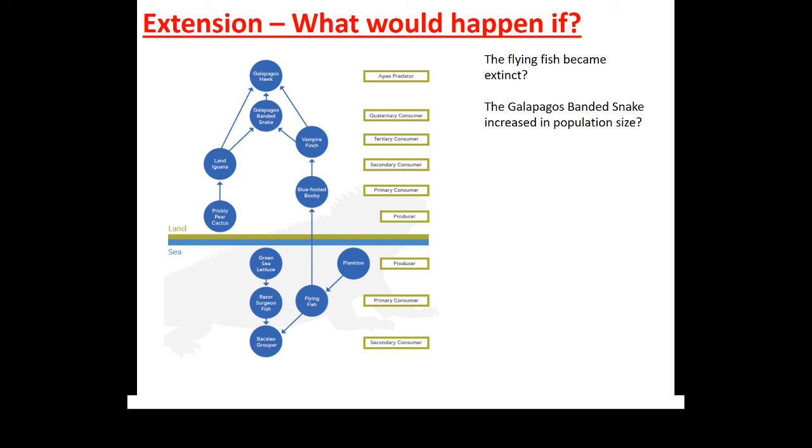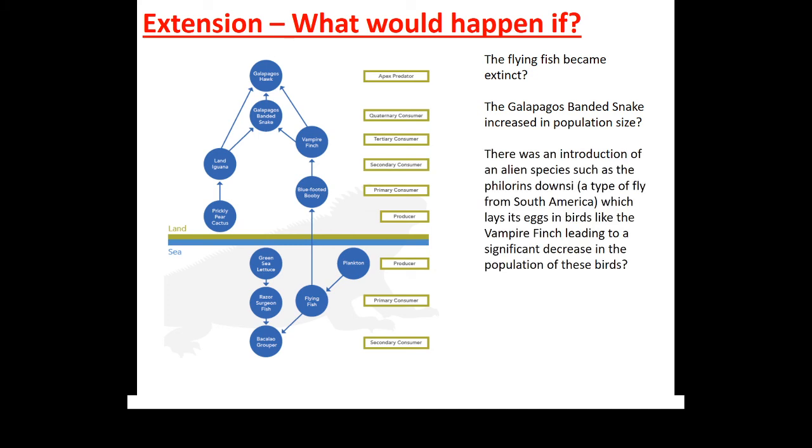They've got more predators. Because they've got more predators, that means that there is probably more prickly pear cactus being maintained on the island because there are fewer land iguanas to consume those, and the blue-footed booby will increase because the vampire finch isn't there to eat the blue-footed booby. This is also bad news for the flying fish because there are more blue-footed boobies, and then it has an impact on the marine ecosystem.